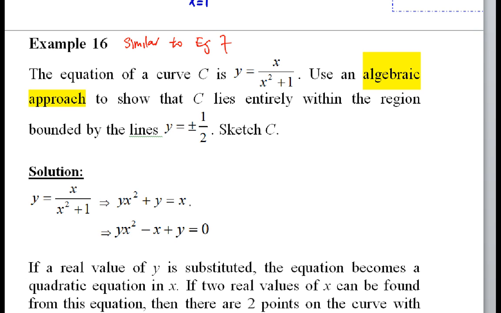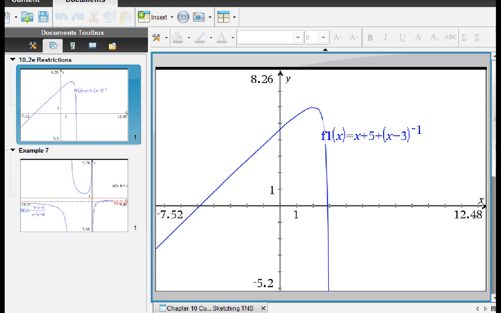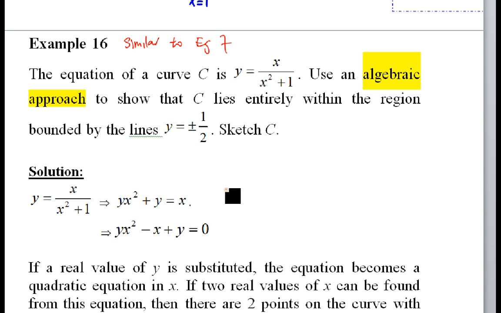Now, wait, let me do something. Do I have this? No, I don't. Okay, never mind.